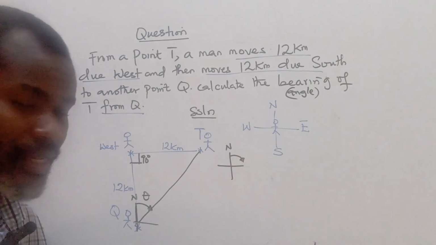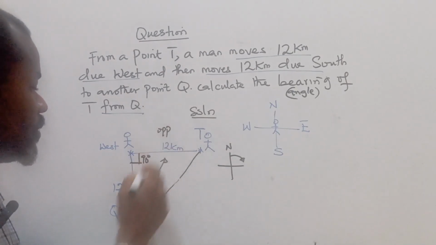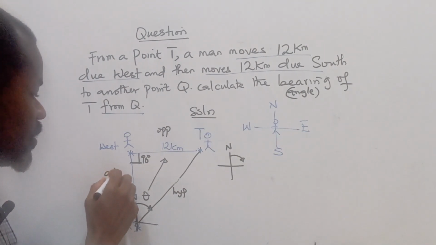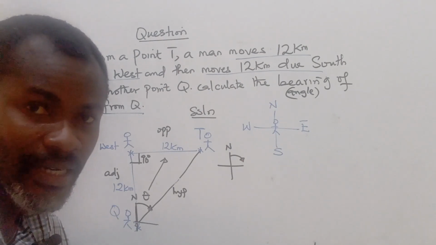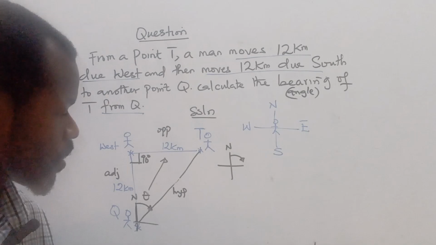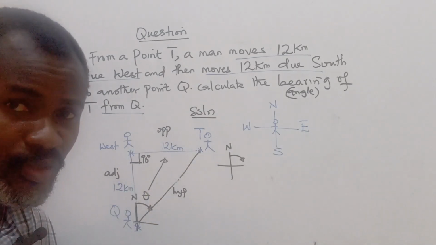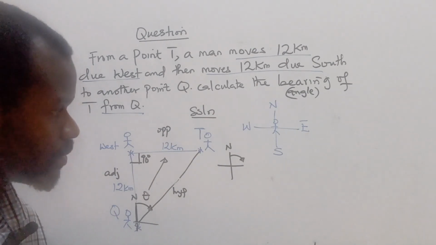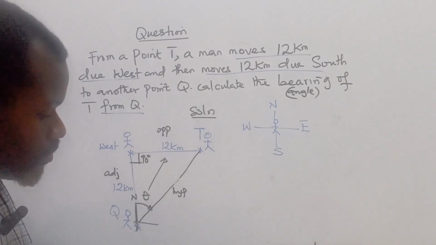Quickly, I'm going to label it. This is the opposite side, this is the hypotenuse, and this is the adjacent. Whenever you have a right angle triangle, two things have to come to mind: you can apply SOHCAHTOA or Pythagoras theorem. But in this case, we are given two lengths of the right angle triangle, so we are going to apply SOHCAHTOA. Now let's check which one is applicable.